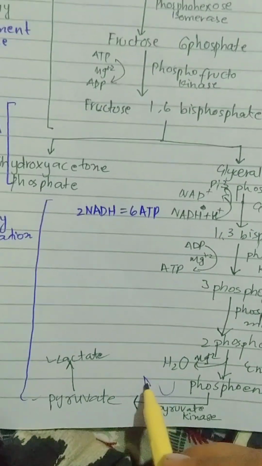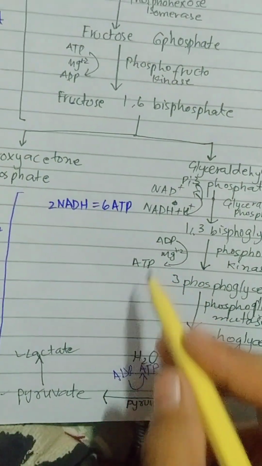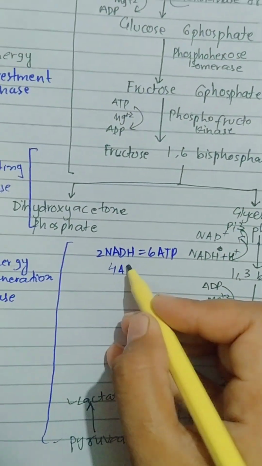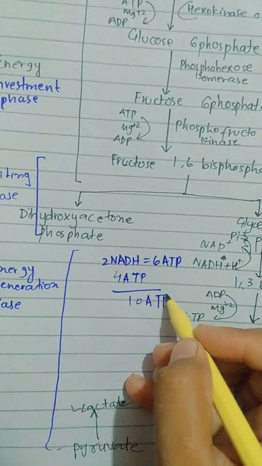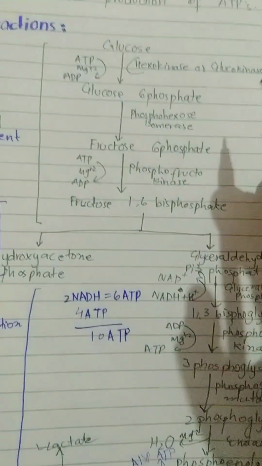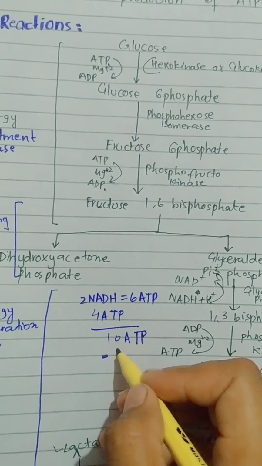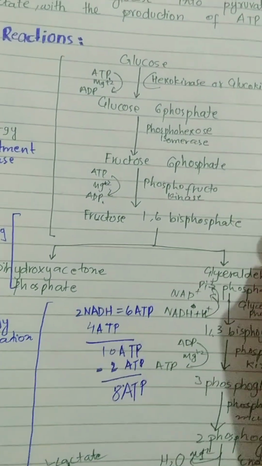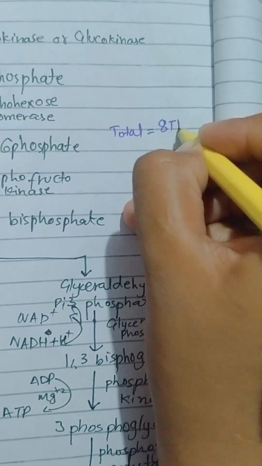Sorry that I did not draw. ADP converts into ATP: 2 ATPs from glyceraldehyde 3-phosphate and 2 ATPs from dihydroxyacetone phosphate. That is 4 ATPs. 6 plus 4, 10 ATPs. But 2 are used at the energy investment phase. We invest 2 ATPs, so 10 minus 2, total 8 ATPs are generated from glycolysis.